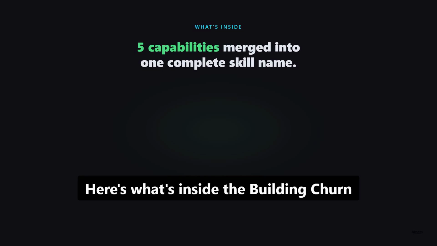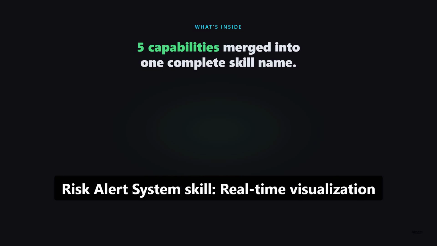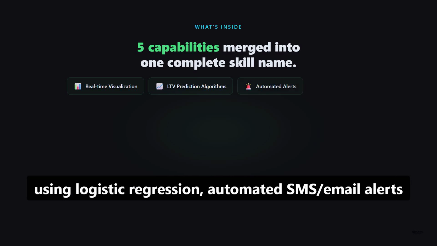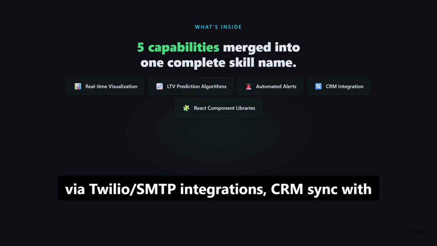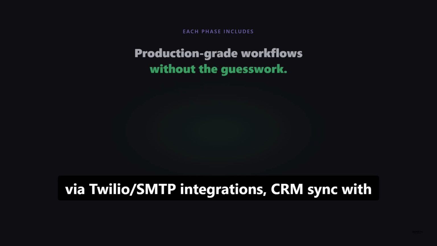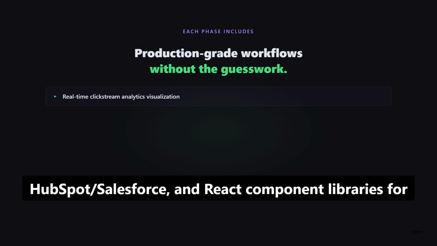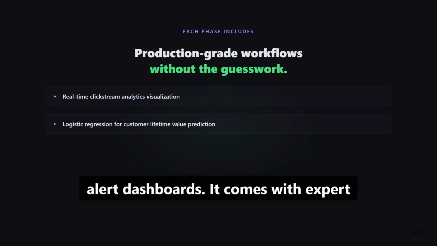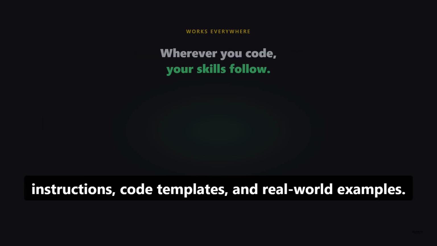Here's what's inside the Building Churn Risk Alert System skill: real time visualization of clickstream analytics, LTV prediction algorithms using logistic regression, automated SMS/email alerts via Twilio/SMTP integrations, CRM sync with HubSpot/Salesforce, and React component libraries for alert dashboards. It comes with expert instructions, code templates, and real world examples.